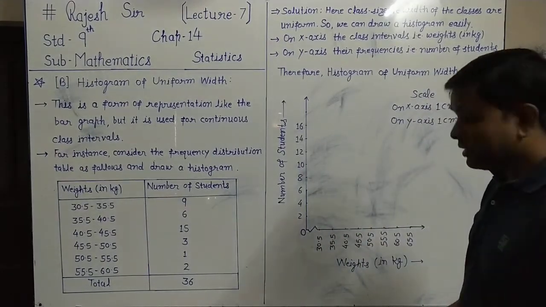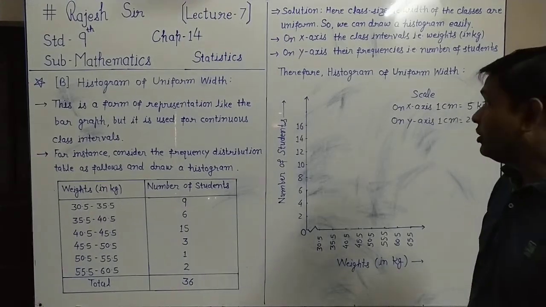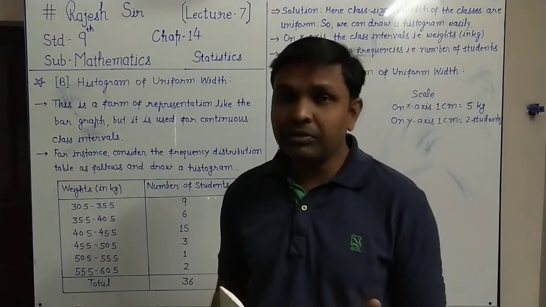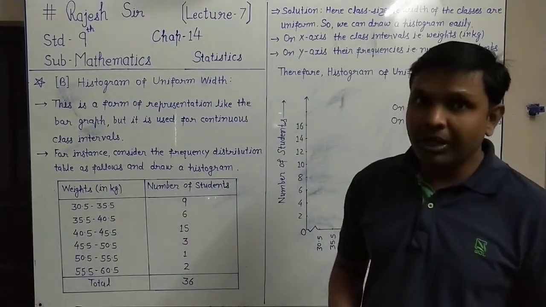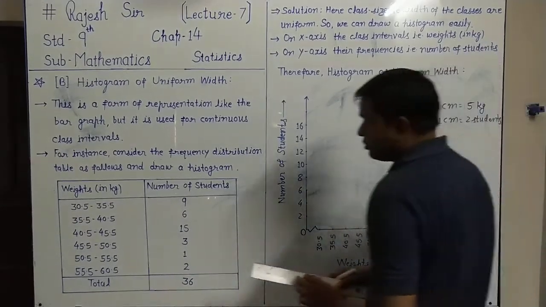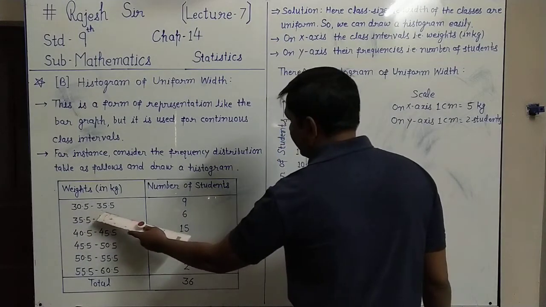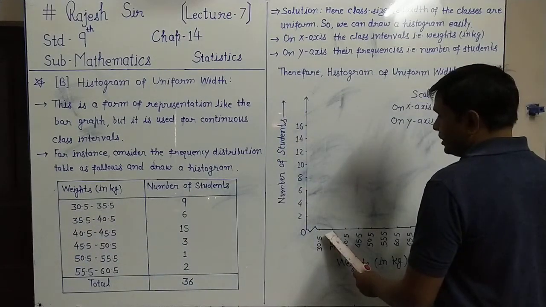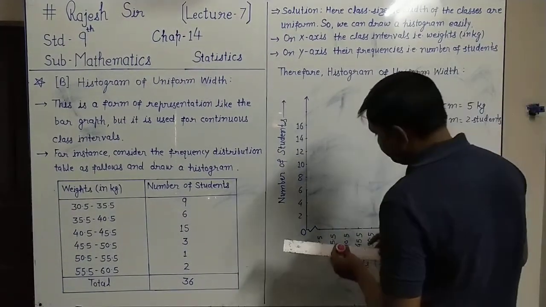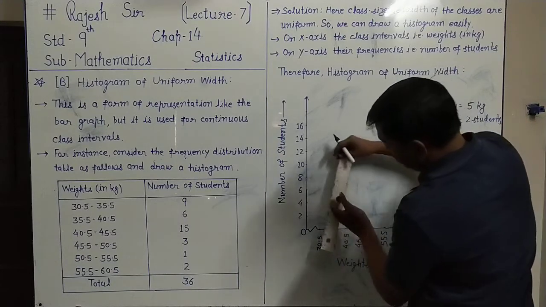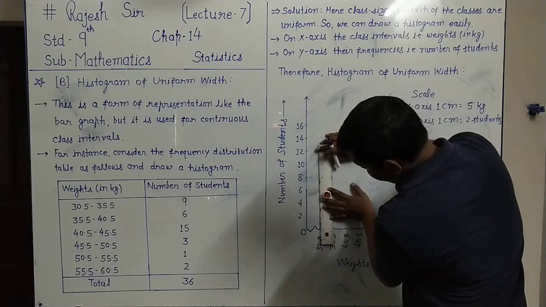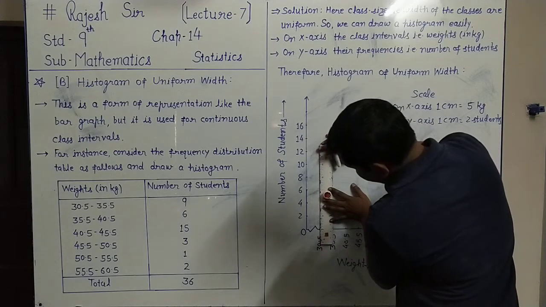Now as we were drawing the bar graph, that way the simple way we have to go. But what is the difference in bar graph? The equal spaces between the 2 bars were there. Here we will draw the continue bars, continue rectangles. Bars are in the form of rectangles. So very first bar will be 30.5 to 35.5. This class interval has 9 students. So its height up to 9 we have to show here. So up to 9 we have to go the height of 30.5 to 35.5. So it is from 30.5, the height will be 9.